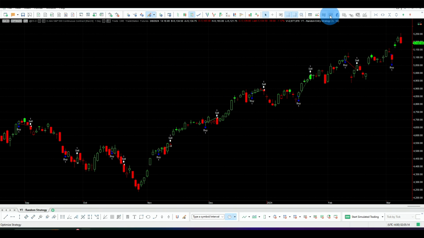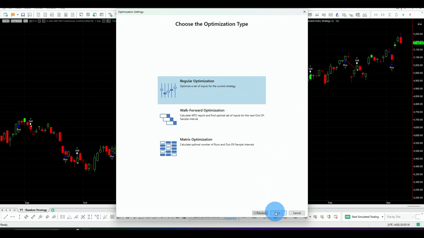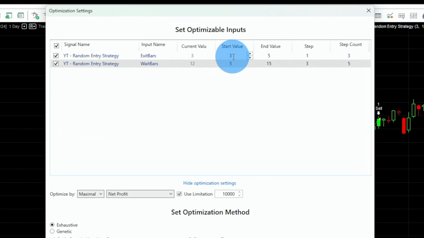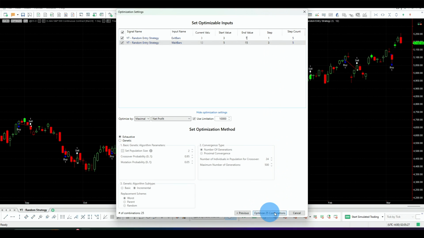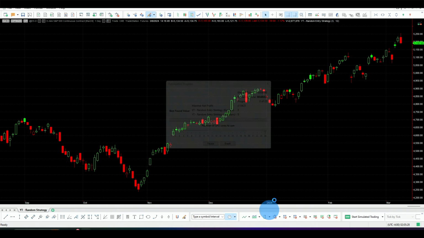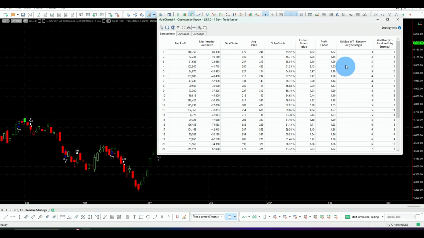So it's a losing strategy, but it's not losing by much, especially since this is extremely random. Now, if I randomize this, so if we test exits from, let's say, 3 to 7, and the waiting from 5 to 15 in steps of 3, I'll have 25 strategy combinations. And let's look at these results.